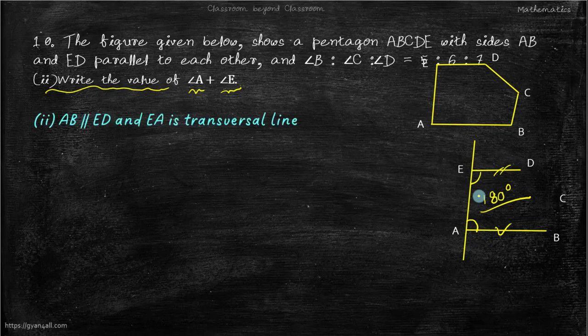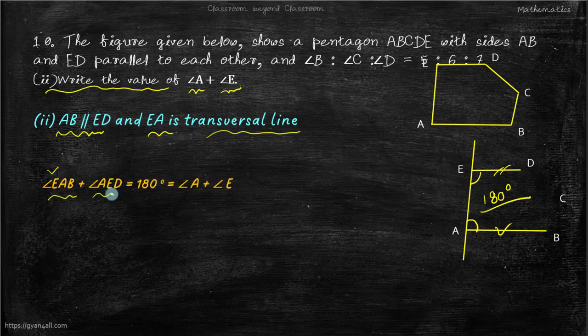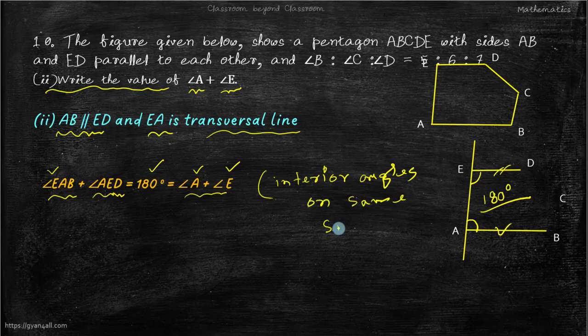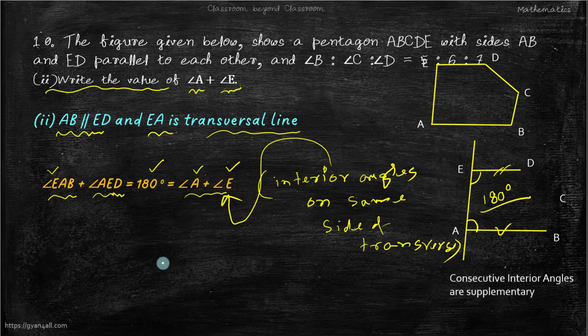So if that is so, then we can write AB is parallel to ED and EA is the transversal line. Angle EAB plus angle AED, these two angles, is equal to 180 degrees. And for the pentagon, we can write angle A plus angle E, and within brackets you can write interior angles on the same side of the transversal. So that is why it is 180 degrees, because they are supplementary angles. So we get angle A plus angle E is equal to 180 degrees.